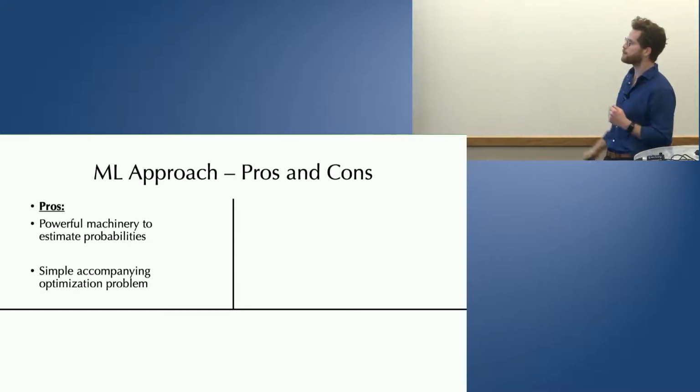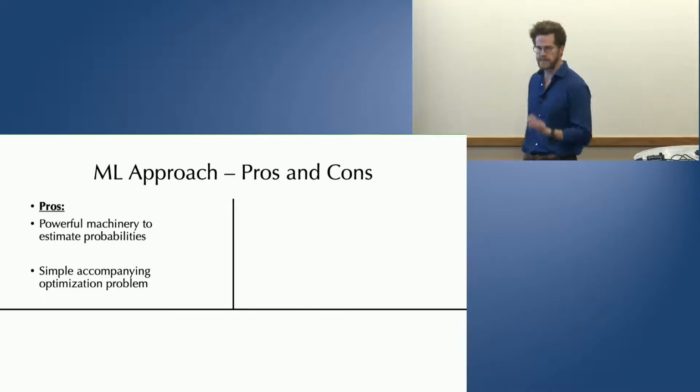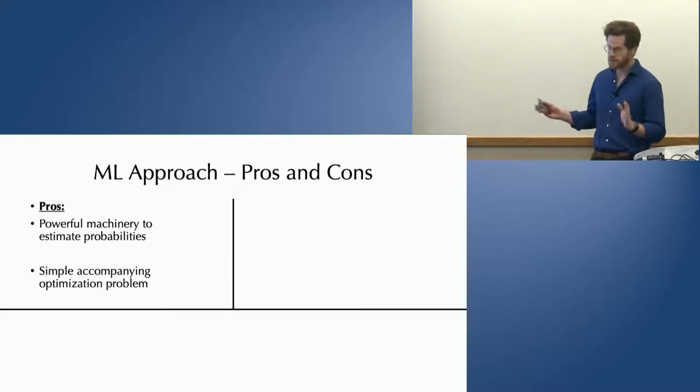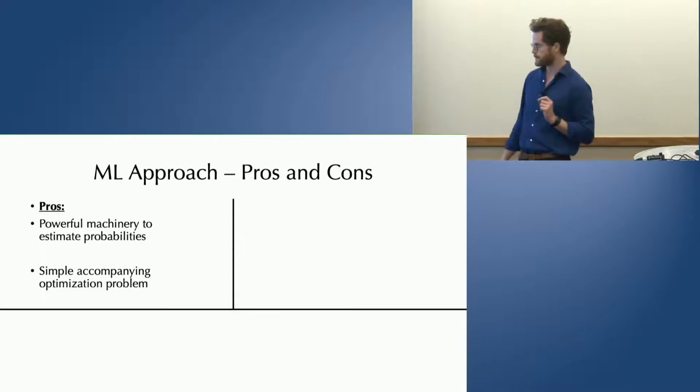And we have a simple accompanying optimization problem. We need to solve it in 50 milliseconds. All we have to do is sort, so we can do that very efficiently, obviously, and pick the top 6.